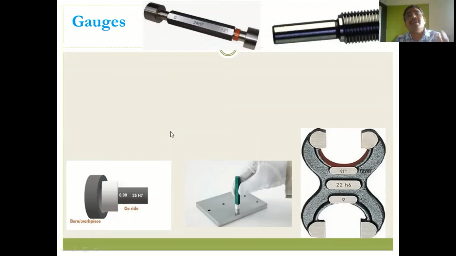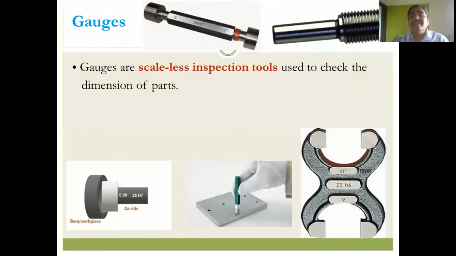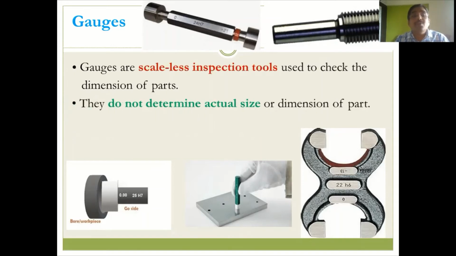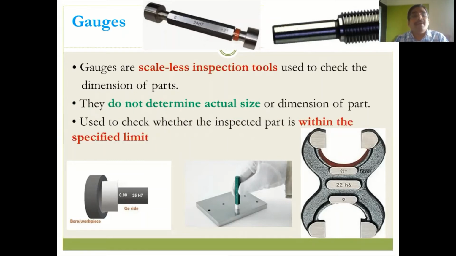Now, when I'm talking about the gauges here, not a single gauge has a scale. Then how can we measure? Now see here. Gauges are scaleless inspection tools which are used to check the dimension of the part. Means without a scale we can check. But what does it indicate? They do not determine the actual size or dimension of the part, but are used to check whether the inspected part is within a specified limit or not.